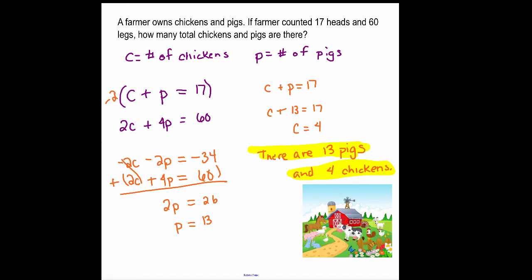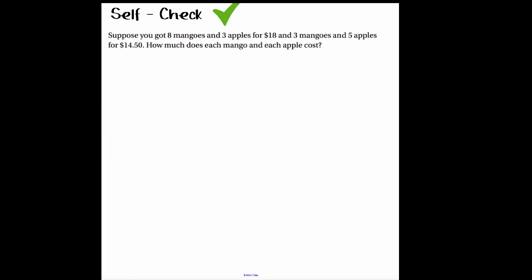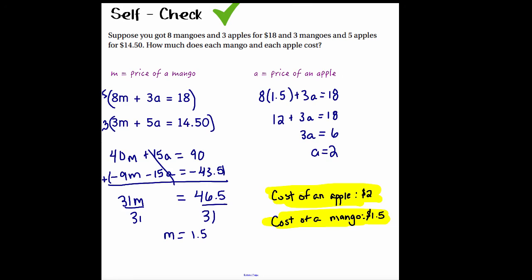Okay, one more for you to try. Take a look at the next problem. Take a second to write out your variables, write your system of equations, and solve. Then check your answer. I also did this problem by elimination. Again, you can use elimination or substitution, but generally when we get a little more complicated equations, most people kind of gravitate towards elimination.